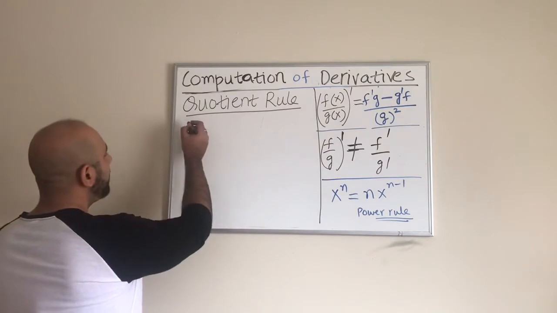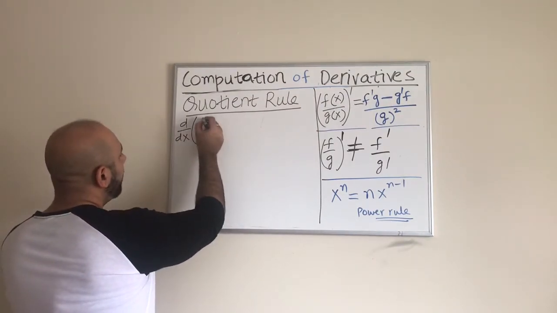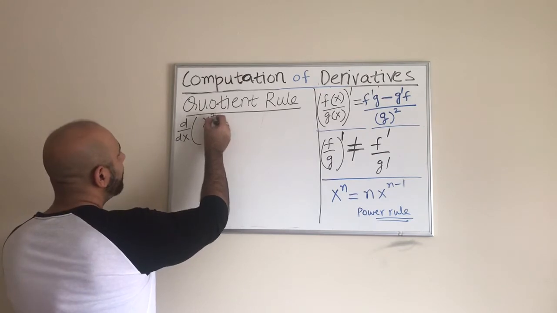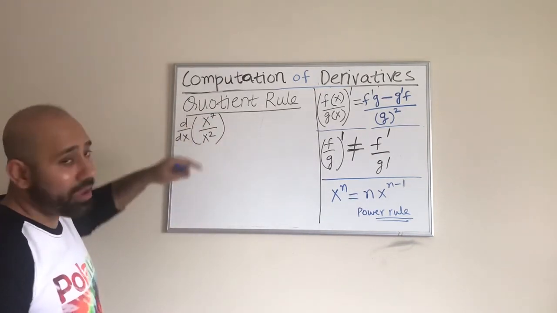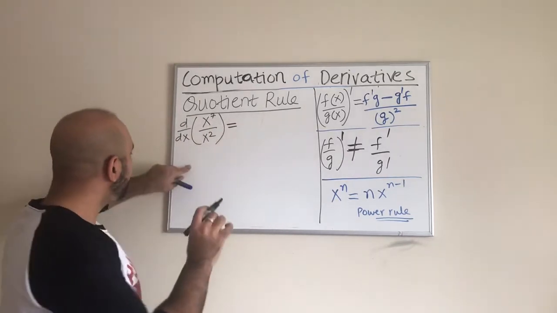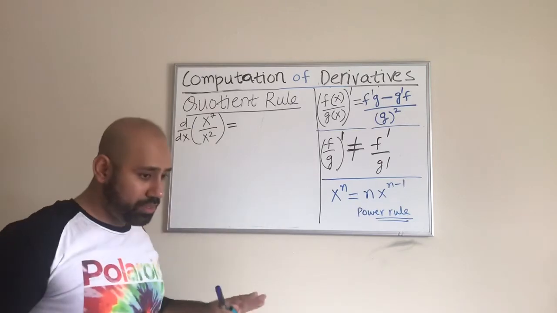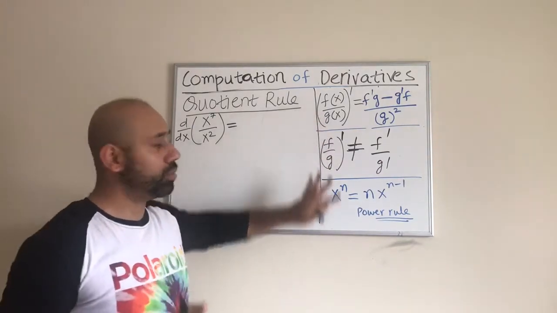So how about if I want to take the derivative of x to the power 7 over x to the power 2? So it's a quotient. It looks of the form f over g. So guys, first of all, let us see if we can find the derivative of this quotient without any of the fancy rules.